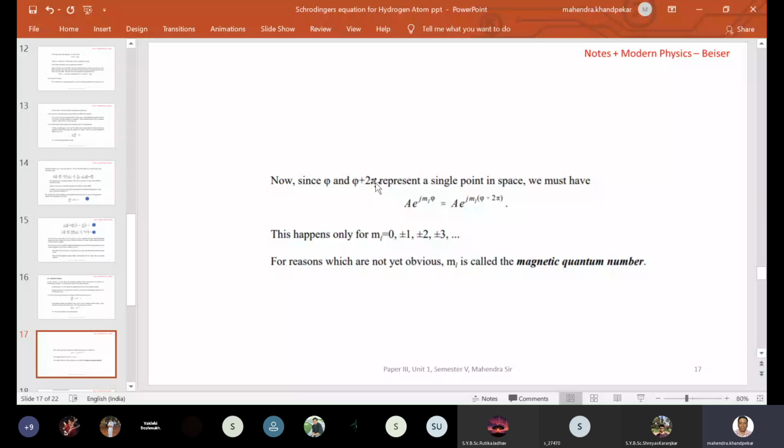like we have a wave, one full wave we come to some point, again second wave we come to the same point. So at phi and phi plus 2 pi, we will again come to the same point. In that way, you will find that ml will have values 0, plus minus 1, plus minus 2, and so on. This ml is called the magnetic quantum number.